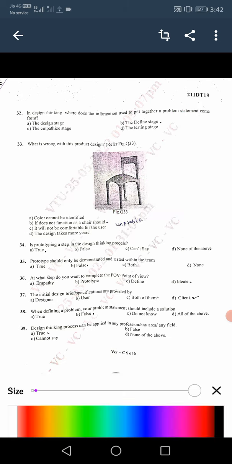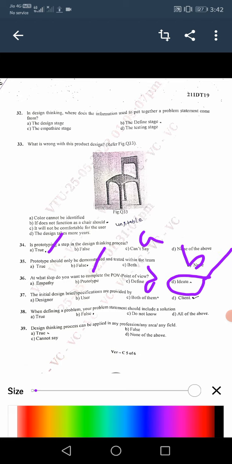Next, 34. Is prototyping a step in the design thinking process? True or false? Yes, it is true. 35. Prototype should only be demonstrated and tested within a team? No, false. B. Okay, it is A and it is B. 36. At what step do you want to complete a point of view? Most students will have doubt here. So it is ideate, D.